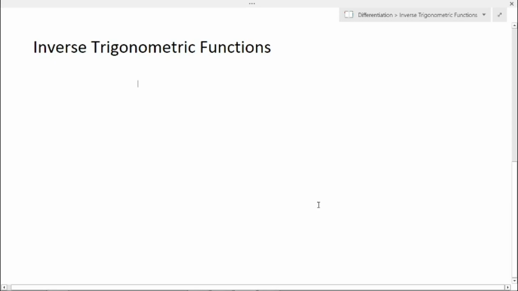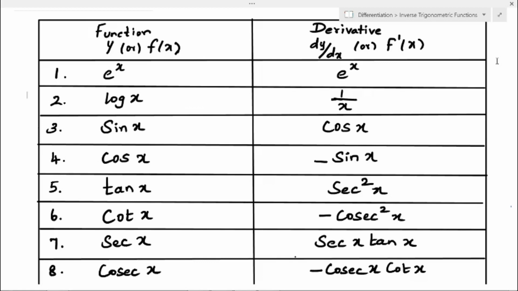In this video, the topic that we are going to learn about is the derivatives of inverse trigonometric functions. Already we have learned the derivatives of trigonometric functions, that is sin x differentiation is cos x, cos x is minus sin x, tan x derivative is secant square x, and cot x is minus cosecant square x, secant x derivative is secant x tan x, and cosecant x derivative is minus cosecant x cot x.